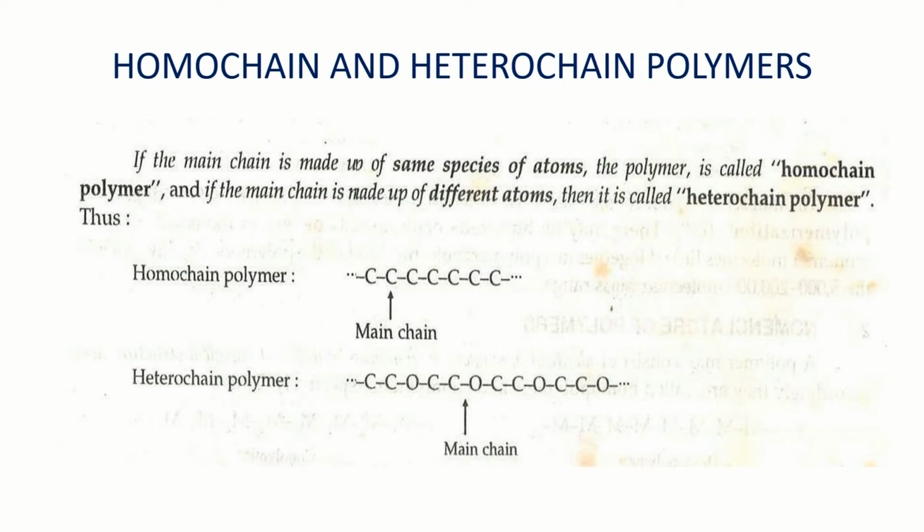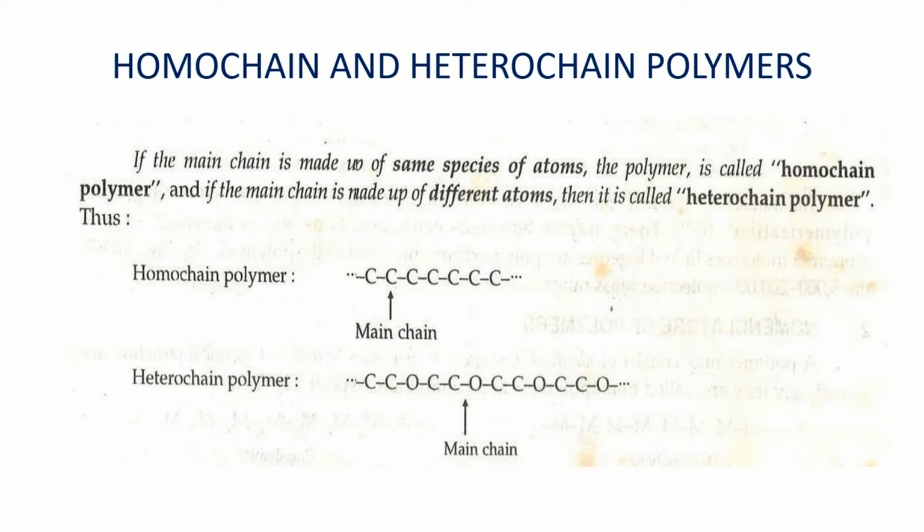Next one is called homo chain and hetero chain polymers. What is a homo chain polymer? The polymer which contains only one type of atom in the main chain is called a homo chain polymer. A main chain which contains a minimum of two types of atoms is called a hetero chain polymer. For example, in polyethylene, the main chain contains only carbon, so it is called a homo chain polymer.